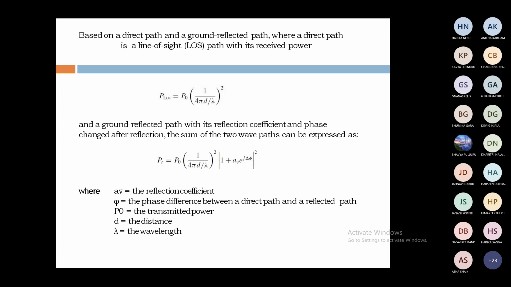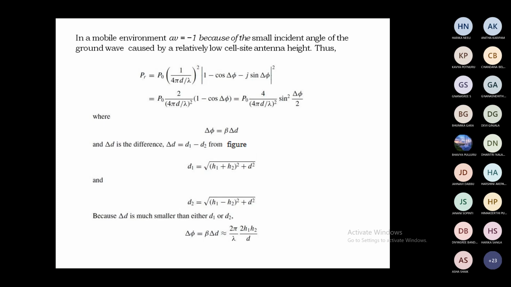Here what is my AV? The reflection coefficient. Whenever the signal is reflected from the ground, we take the reflection coefficient. Here generally the reflection coefficient value is equal to -1. Now we are defining an equation of the received power. It is the summation of both direct path and reflection path. Right. Now we have to assume that AV equals -1. That is the reflection coefficient, which is equal to -1 for small incident angle.